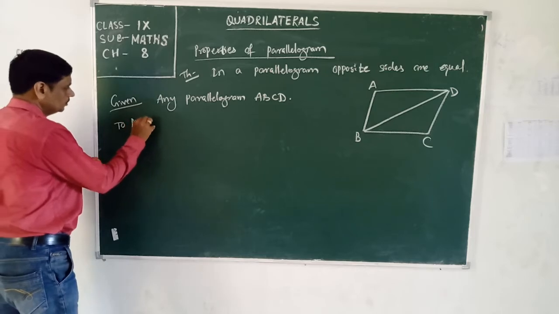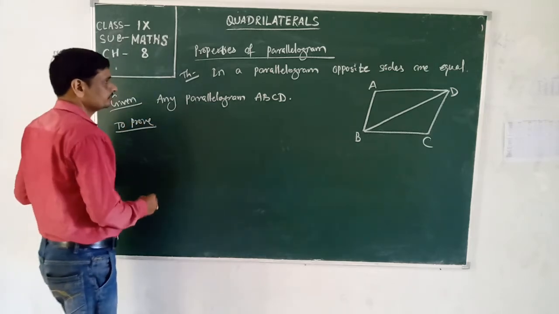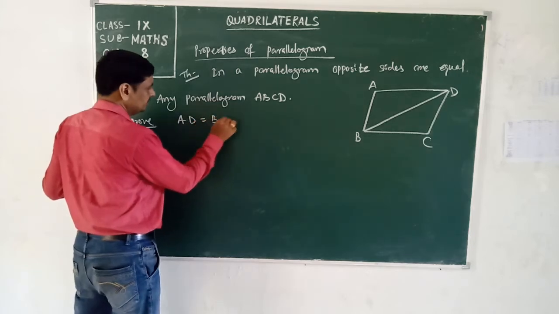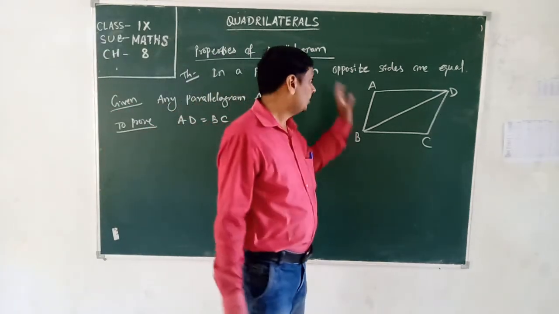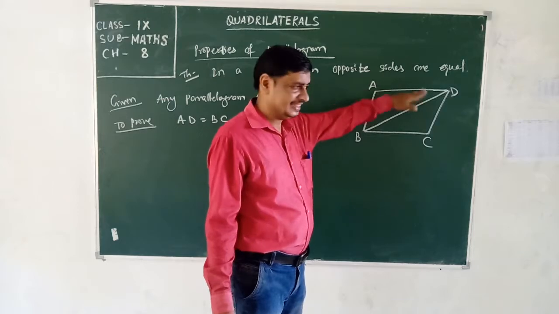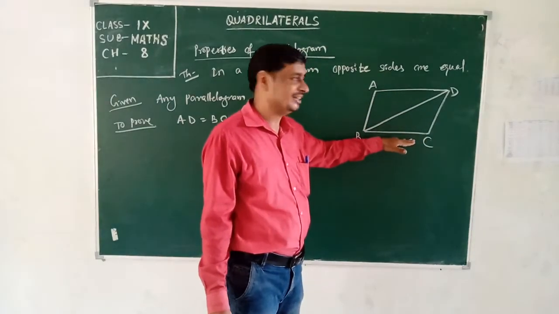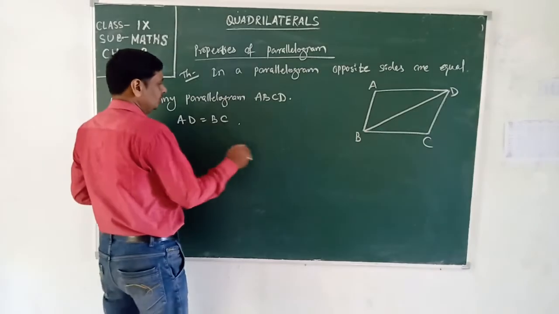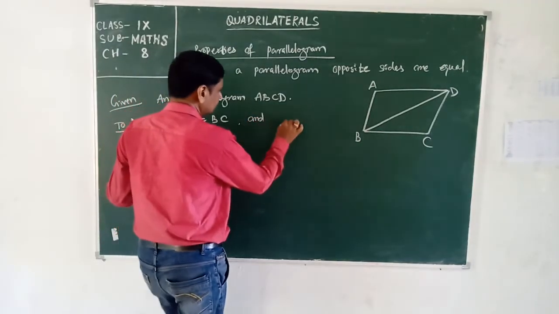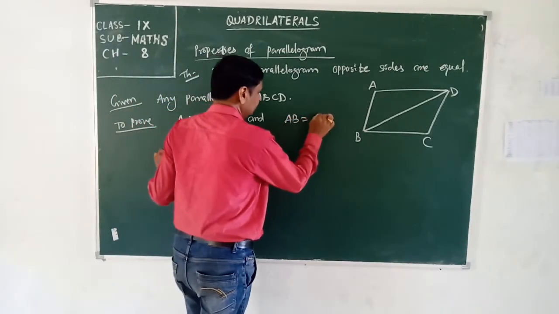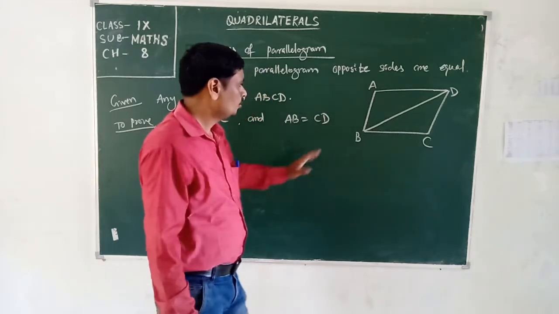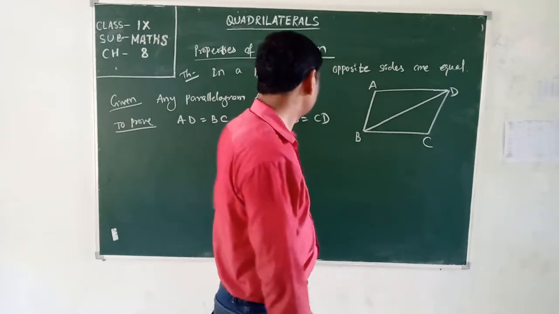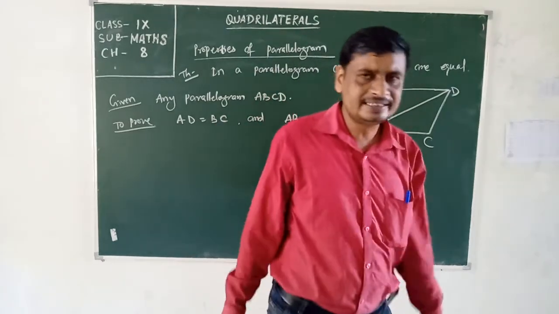To prove: AD equal to BC. Opposite sides are equal. That means AD and BC are both opposite sides. Similarly, AB and CD are also opposite sides. AD is equal to BC and AB is equal to CD. We have to show that AD and BC are equal and AB and CD are equal.